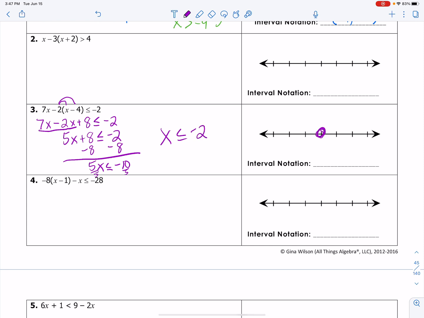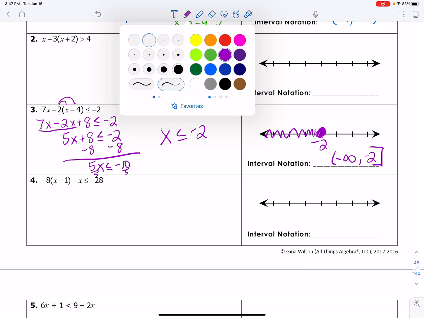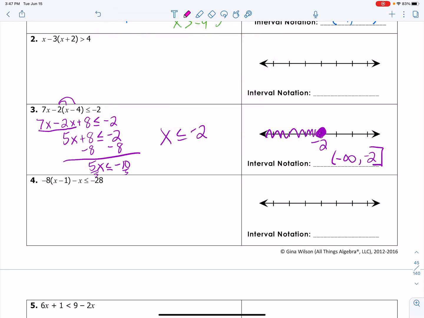So if I come here, I'm going to fill in my circle, and I'm going to go at a negative 2, and I'm going less than. So I'm going to do my interval notation. I'm going from a negative infinity to a negative 2 with a bracket. It's a bracket because it's a filled in circle. Okay, so let's take a look at the next one, and then we'll actually be done with notes.